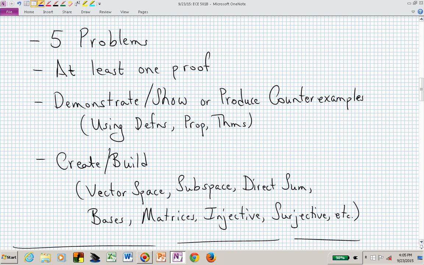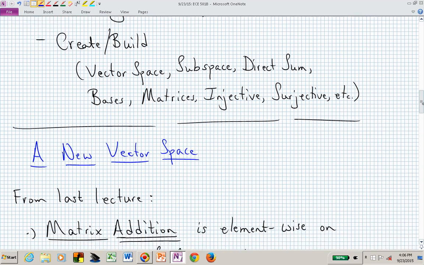You may have to create or build something, where that something might be related to a vector space or a subspace or a direct sum decomposition. It might be basis vectors. It might be create a matrix that results from this linear map. And we've done that in the last lecture. You should be able to do that now. You may have to build an injective map, or a map that's surjective, or one-to-one, or onto, if you think about those in their equivalent forms.